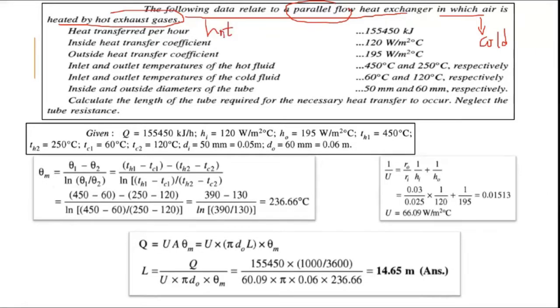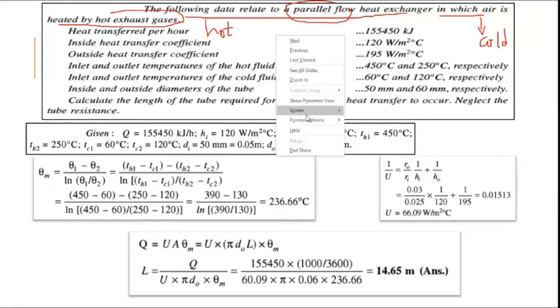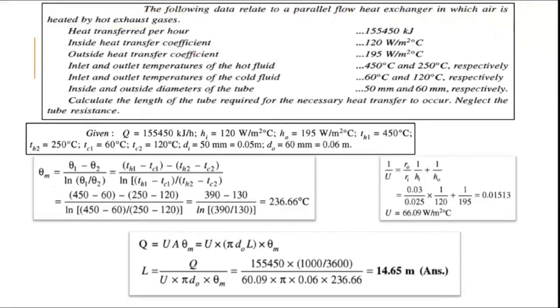We will see what data has been given. They are giving you heat transferred per unit hour. What is the notation for this value? Q. Okay, this is the Q value. And what is the unit for that Q value? Kilojoule per hour. Good. The unit will be kilojoule per hour.